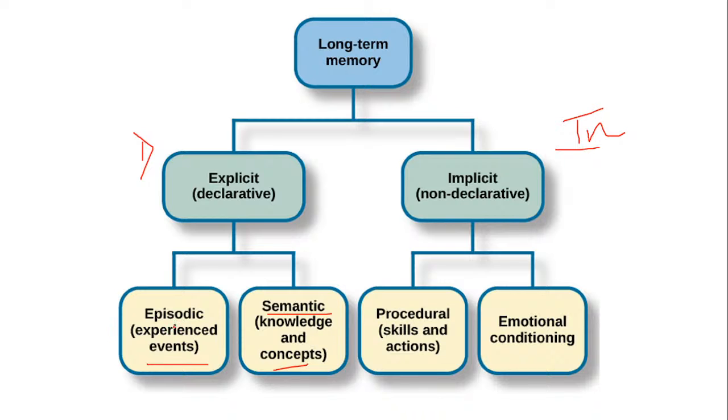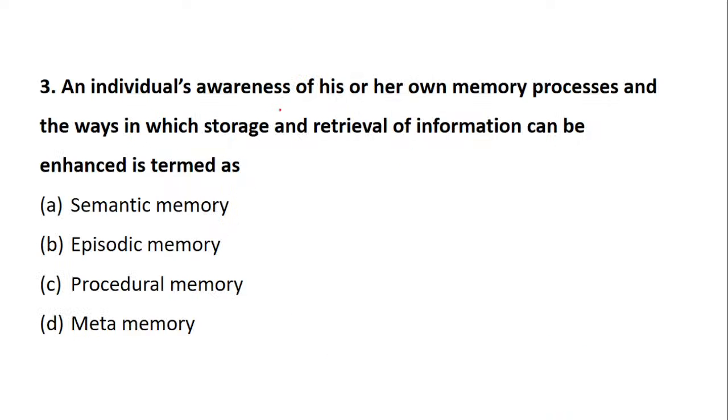I'll repeat once again. Direct memory is direct. Whatever events you have experienced, your memory is based on that. Whatever knowledge, skills or concepts you have, that again comes as direct memory. But indirect memory is procedural, which you learn from skills and actions, or emotional conditioning. Fine. Now, we had a question about an individual's awareness. Read the question very carefully.